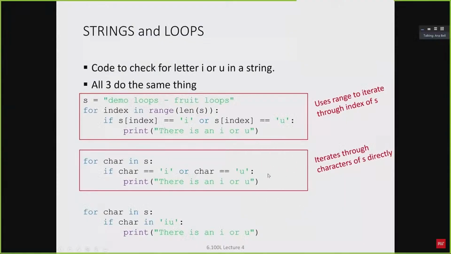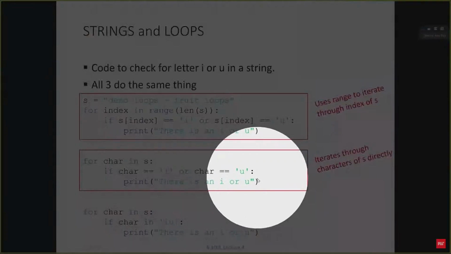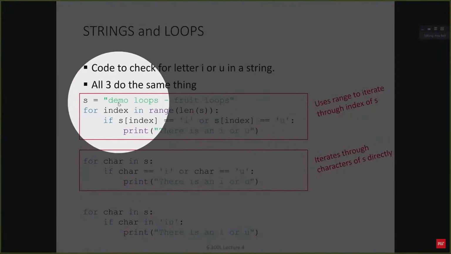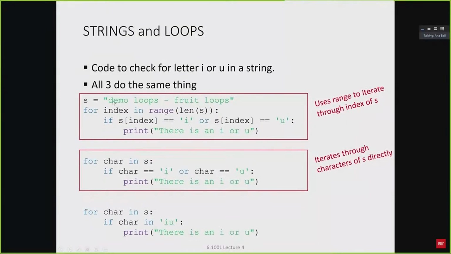So the middle box right here has our for loop iterating through each character in the string directly. So no longer are we looking at the index, 0 through 12, but we're looking at the letter directly. So our loop variable, which I called char, but you can call whatever you'd like, is now going to take on values that are the letters themselves, one at a time. So the first time through the loop, char will be lowercase d. The next time through the loop, char will be lowercase e. The next time, char will be lowercase m, and so on. And so now we've got this sequence of values that's the letters directly.